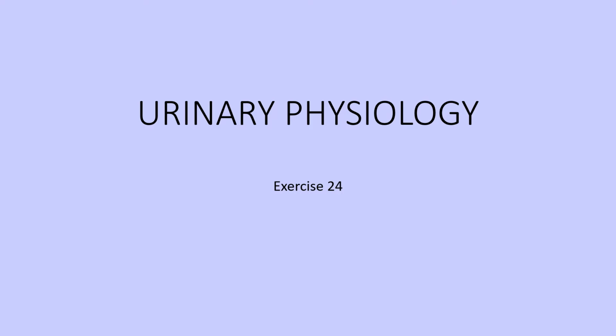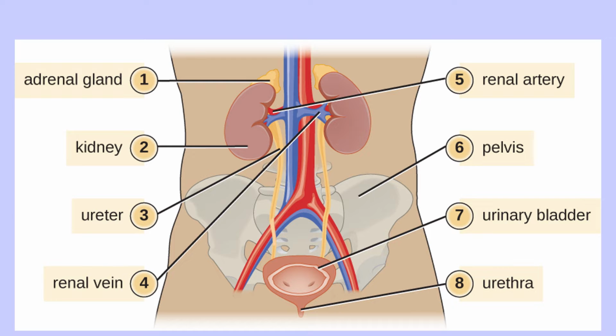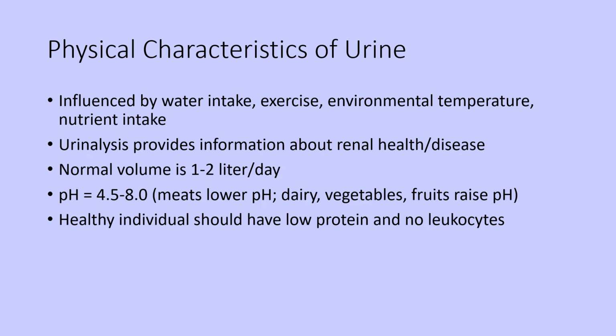Exercise 24 deals with the physiology of the urinary system. Remember the urinary system, you're talking about the kidneys where you are filtering blood and producing that urine. The ureter is going to transport the urine from the kidney to the urinary bladder where it's going to be stored, and then it's released from the body in the urethra.